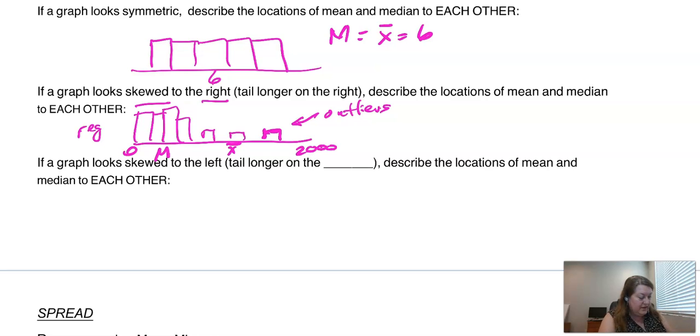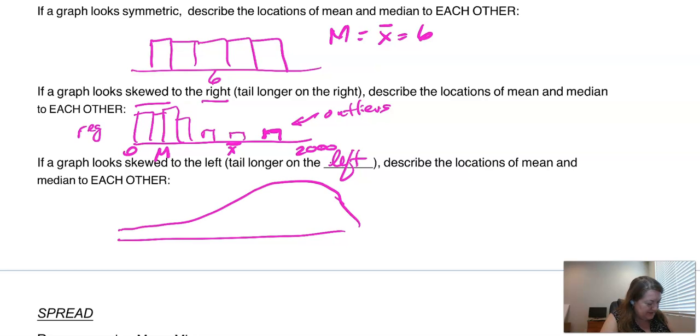We've got a couple numbers over at the 2000s, and that is moving the mean over to that side, okay? If we're looking at a graph that is skewed left, so the tail is longer on the left side, and let's say I smooth it out a little bit and it looks something like that because it's got lots and lots of data and I don't want to draw every single one, right? All right, so it's skewed to the left, so there are more numbers that are extreme over here.